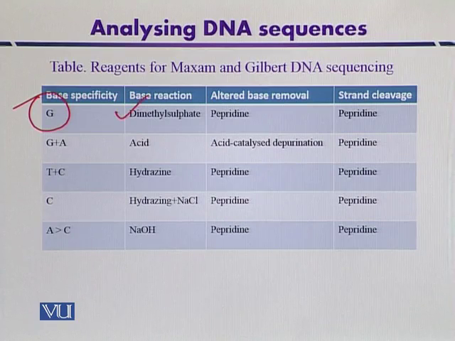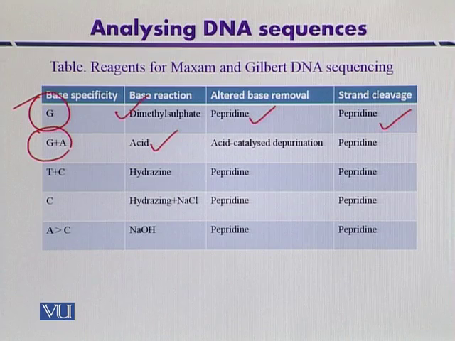As I told you, when a base is altered, the altered base can be removed by piperidine. Finally, the sugar bond can again be cleaved by piperidine, so that we get a short fragment of DNA. Similarly, guanine and adenine can be altered by using certain acids. Thymine and cytosine can be altered by hydrazine. Cytosine, using hydrazine and NaCl. And adenine or cytosine, again it can be NaOH.